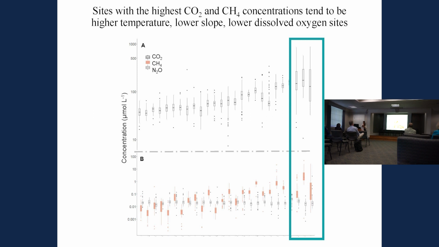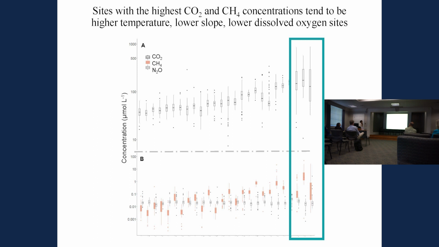So again, we have in-stream processing that could be driven by this balance between photosynthesis and respiration, which can be affected by higher temperatures. And then also lower dissolved oxygen could indicate more respiration occurring, and also the potential for methane production. This will make a little bit more sense when we start bringing it into Nuvo Creek.